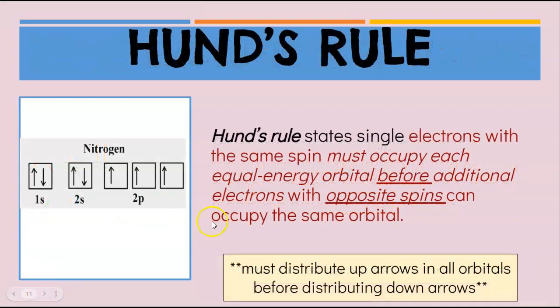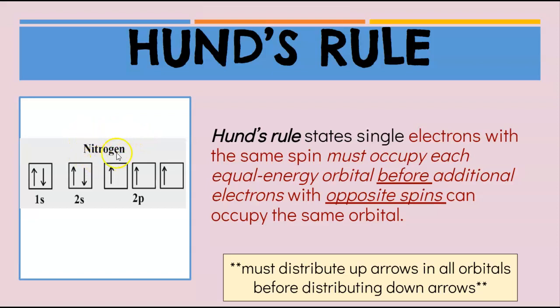Okay. And then finally, our last rule is Hund's rule. So this states that single electrons with the same spin must occupy each equal energy orbital before additional electrons with opposite spins can occupy the same orbital. Okay, that's a really big mouthful for saying that when you get to a P sublevel that has multiple boxes, you have to make sure there's 1 electron in each box before going back to fill in the opposite arrows, okay? So these arrows represent the electrons, and remember, we calculate the electrons from the atomic number.